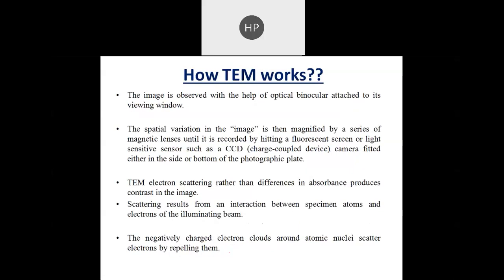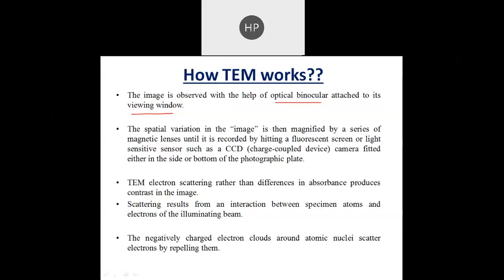The image is observed with the help of an optical binocular attached to its viewing window. Okay, so that is the thing that we can observe through the optical binocular attached to that window. The spatial variation in the image is then magnified by a series of magnetic lenses until it is recorded by hitting a fluorescent screen or a sensitive sensor such as a CCD camera.